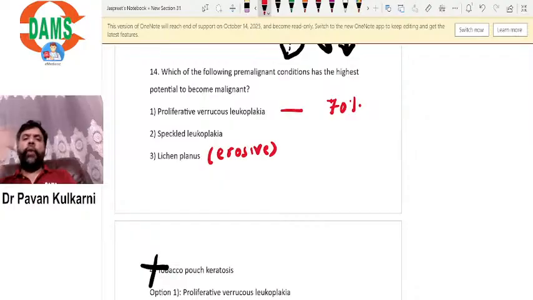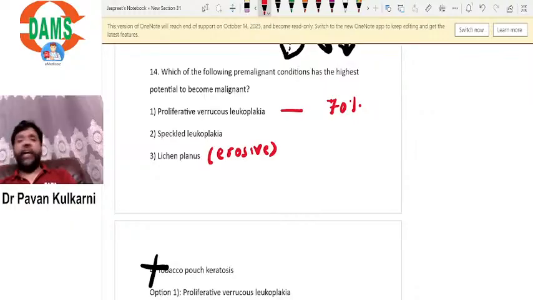There are multiple white patches in the oral cavity. In these patients, typically there are multiple white patches in the oral cavity. And if you carefully elicit the history, ask the patient, are you a tobacco chewer? Are you a tobacco smoker? The patient will say no. Typically a woman patient who doesn't have the tobacco chewing or smoking habit, multiple white patches are seen. That is the characteristic feature of PVL, proliferative verrucous leukoplakia.